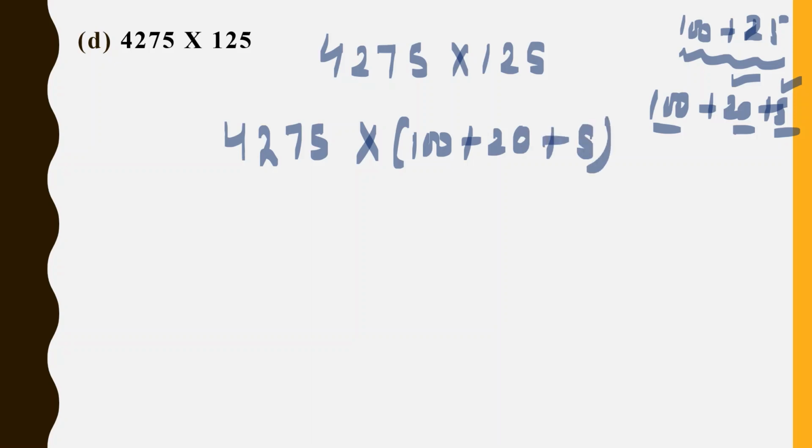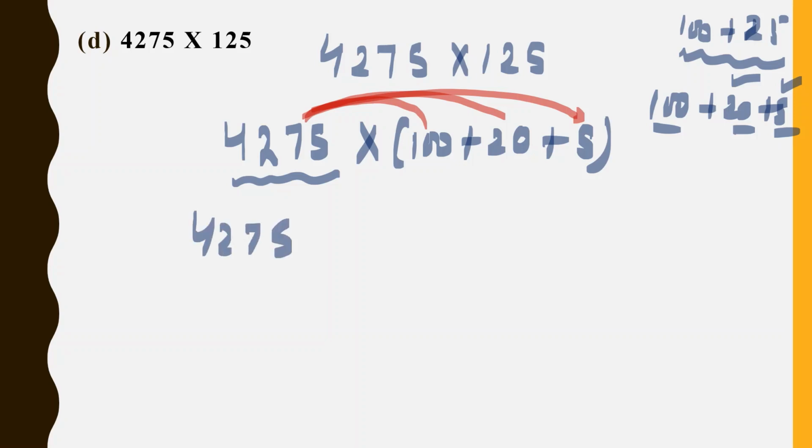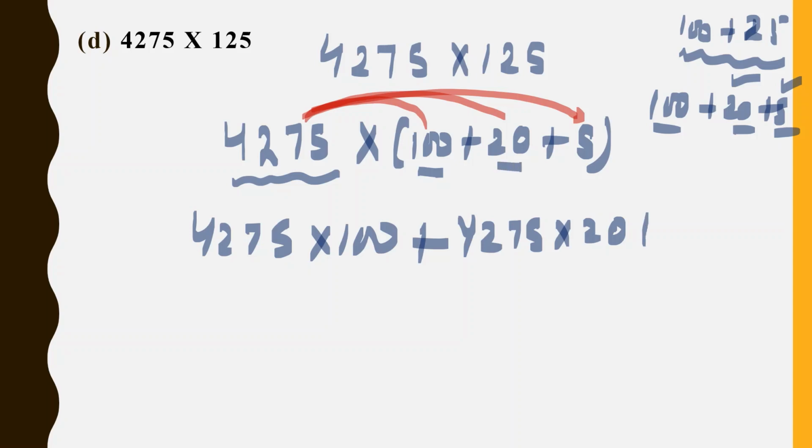Okay, right? So after that, this 4,275 has to go and say hi to how many numbers? Yes, it has to go and say hi to 3 numbers now, 1, 2, and 3. So you write all the 3 numbers, and it goes and says hi, and you multiply. So let's do it. 4,275 multiplied by 100 is my first step. Then the next sign is plus, so I'll write plus. Second will be 4,275 multiplied by 20, plus 4,275 multiplied by 5.